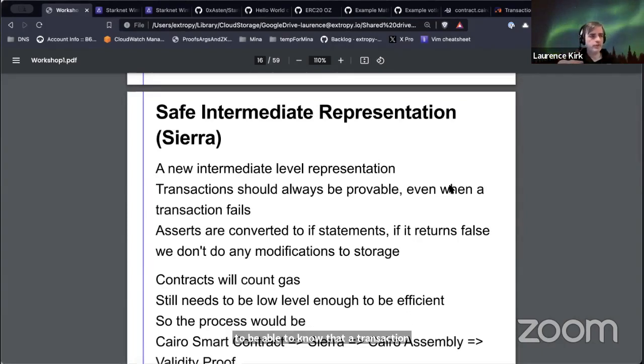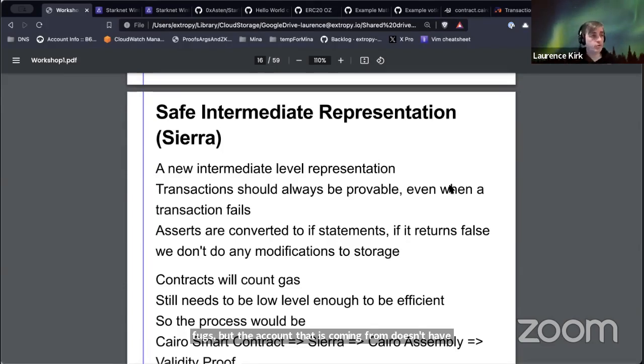And we want to be able to prove that. Now, when I say executed correctly, that could mean that that transaction fails. For example, if that transaction involves transfer of funds, but the account that it is coming from doesn't have enough funds, then that transaction will fail, it will revert.